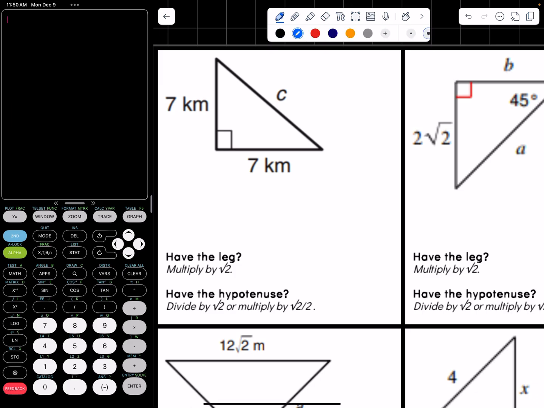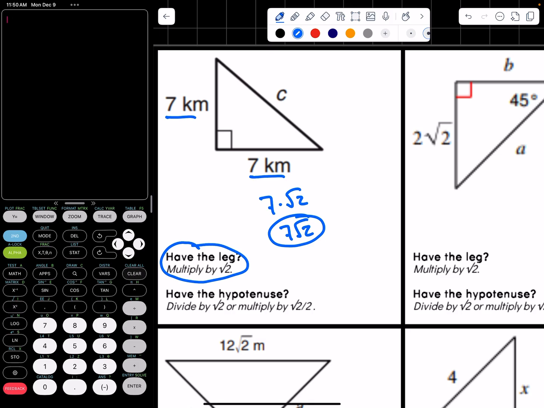So if I have the leg, I'm going to multiply it by root 2. So all I'm going to do is take my 7 times root 2, and that's going to end up being my answer. That's it. That's all I need to do.